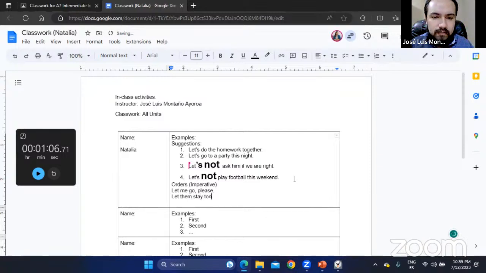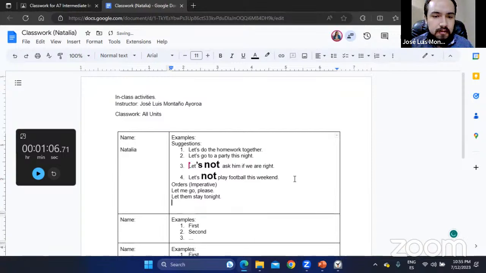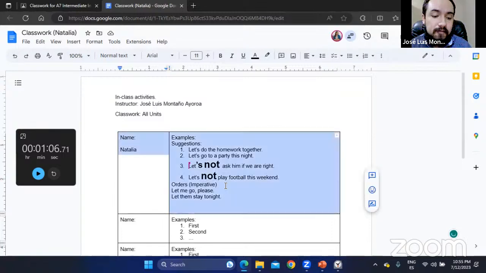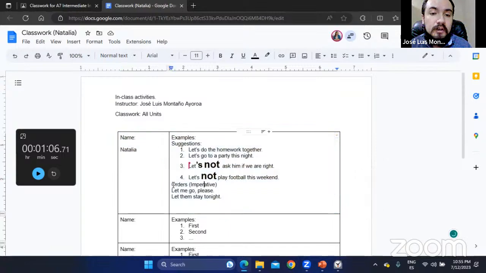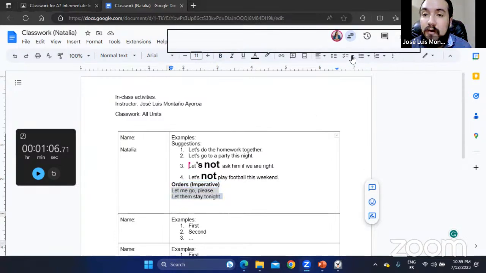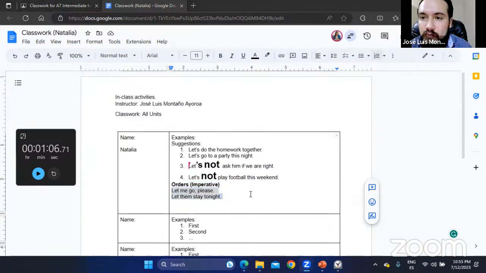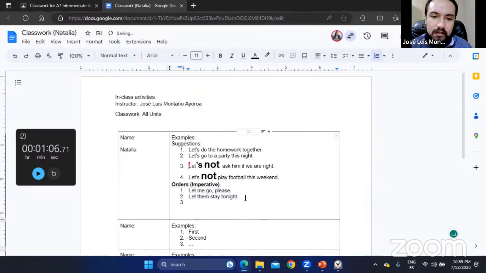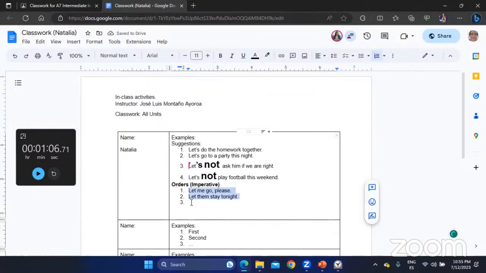So you're asking for permission actually here. You are asking for permission. In a certain way, this is an order, but it is an order in the sense of asking for permission from someone in a higher hierarchy than you, or someone in charge of something in that specific situation. And the negative of them, of course, is going to be "don't."